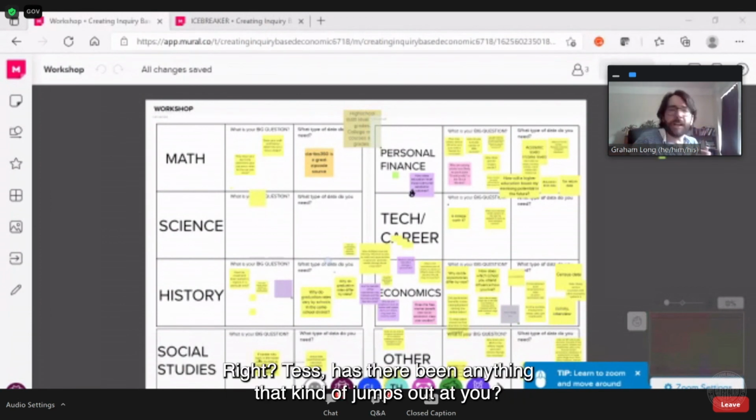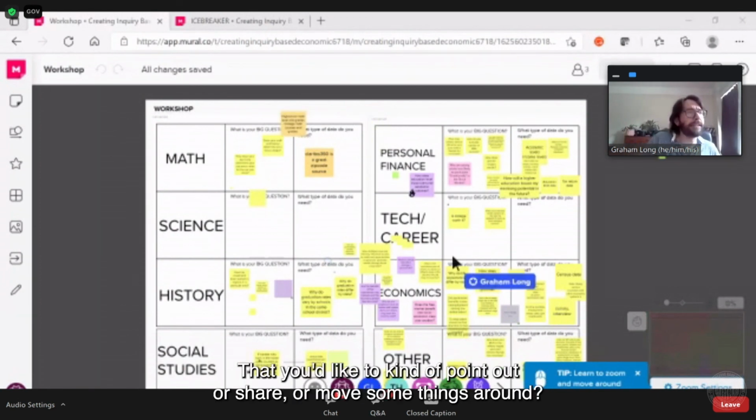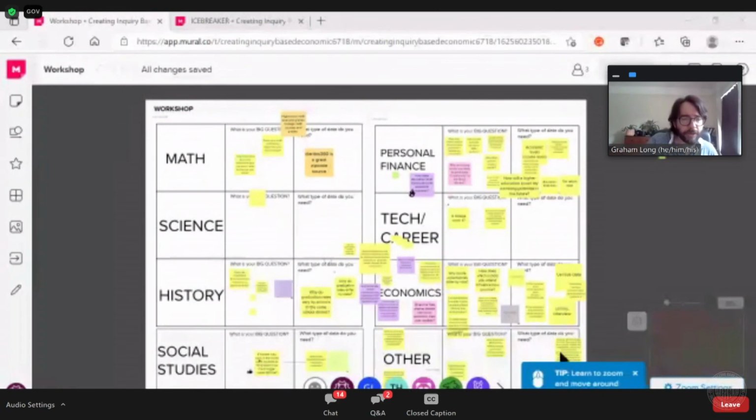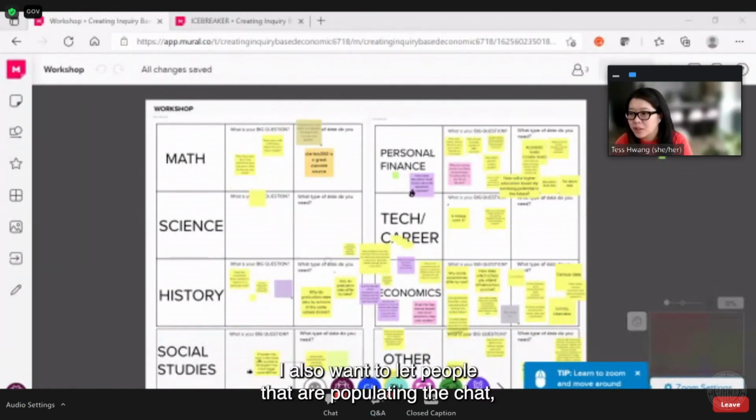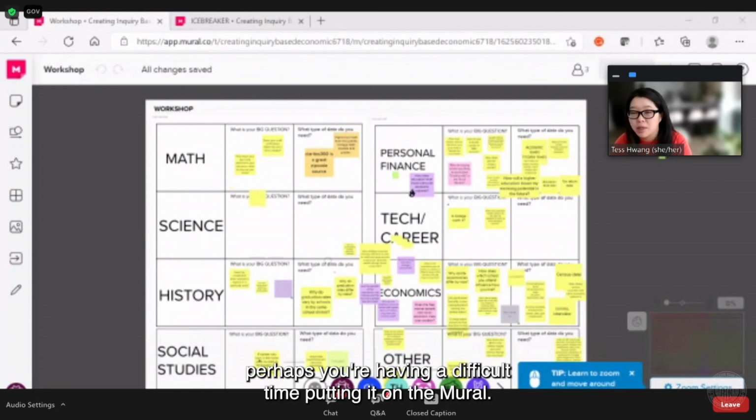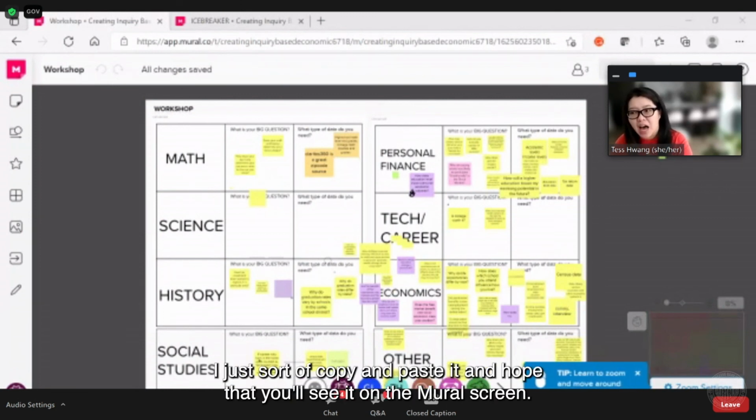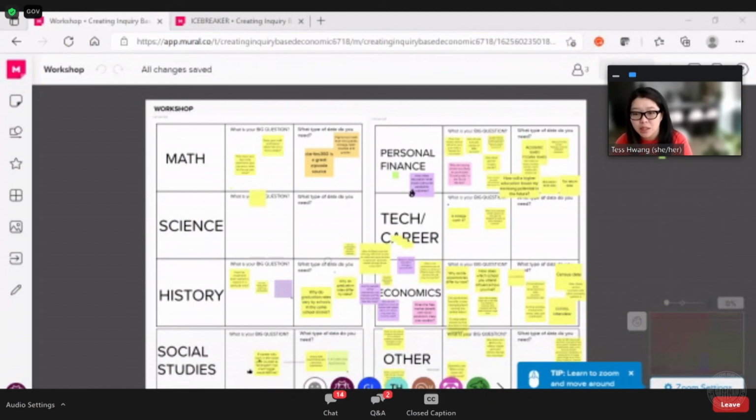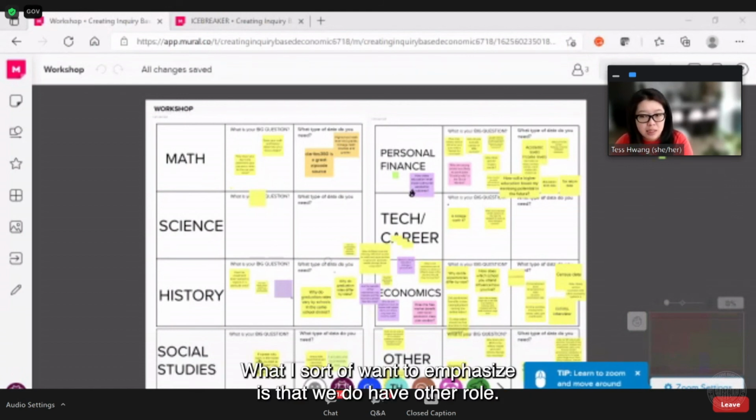Tess, has anything jumped out at you that you'd like to point out or share or move around? Yeah, absolutely. I also want to let people who are populating the chat, perhaps you're having a difficult time putting it on the mural, I just copy and paste it, and hopefully you'll see it on the mural screen. What I want to emphasize is that we do have an other role.